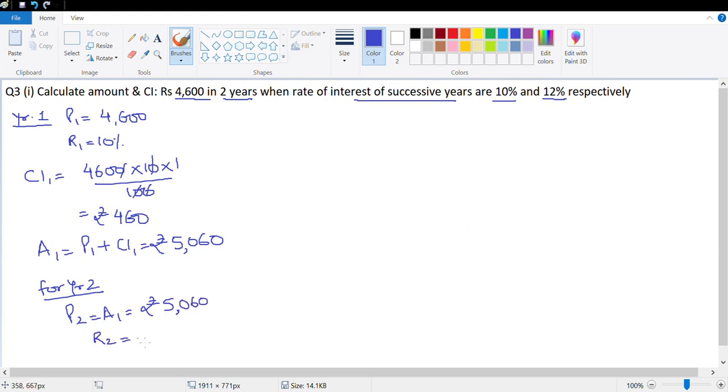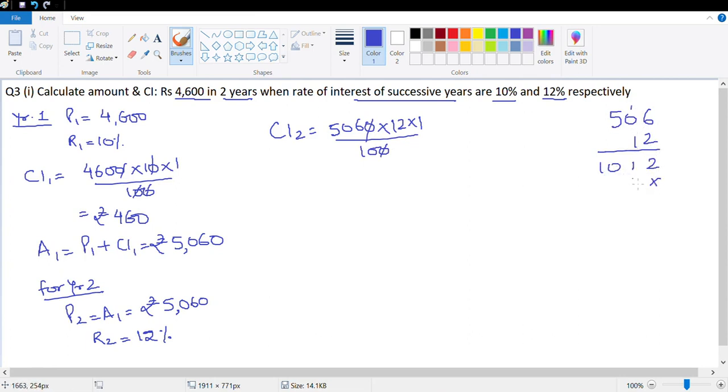Now for year 2, principal 2 is equal to amount 1, which is equal to rupees 5060. Rate for the second year, they have given it as 12%. Let's calculate interest for the second year. That will be principal, which is 5060 into rate. Year is 1 upon 100. That's 506 into 12. Let's multiply. That's 2 into 6, 12. That's 1, 2 into 5, 10. This is 605 and we have 2706. So compound interest is equal to rupees 607.20. This was divided by 10.